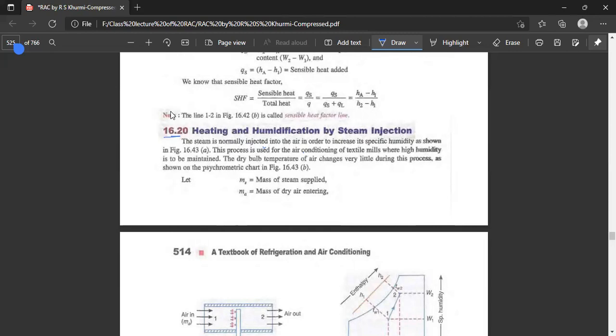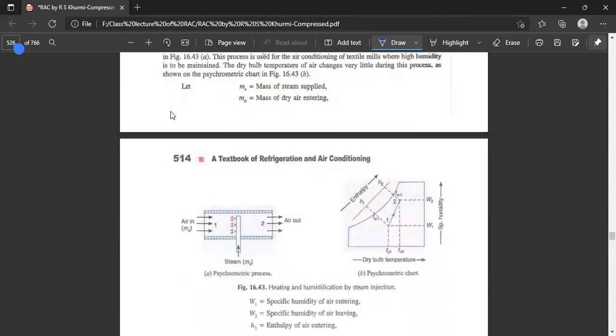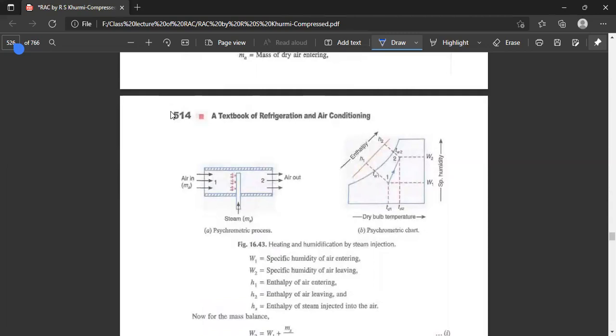Now, Ms is the mass of the steam applied, and Ma is the mass of the dry air entering. These are the two different masses. Here, W1 is shown as the specific humidity.